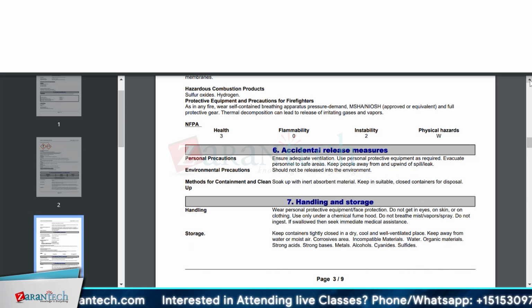Accident means, you understand, right? If a chemical is spilled, how are you going to handle it? Am I clear? So if a chemical spills on the floor, how are you going to handle that? That is the reason for this section: personal precautions, environmental precautions, and methods of containment and cleanup. How are you going to clean that area? All the things are mentioned here.